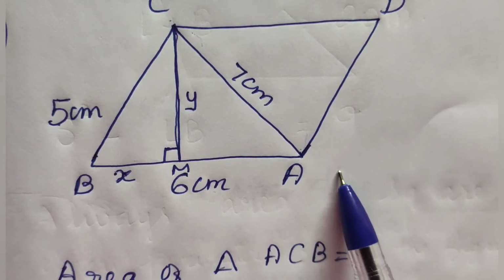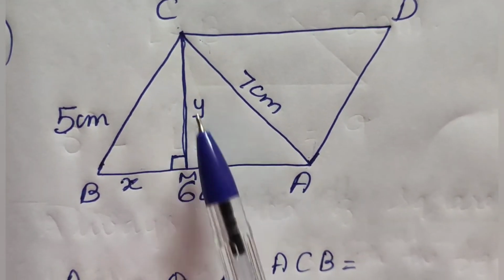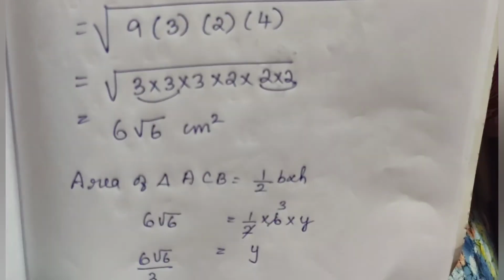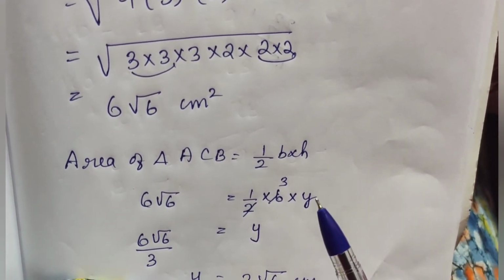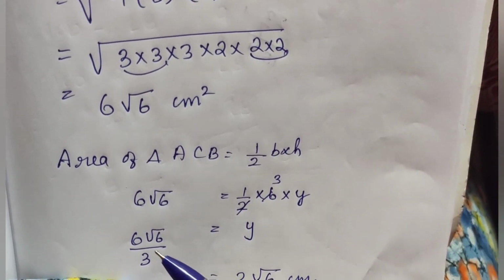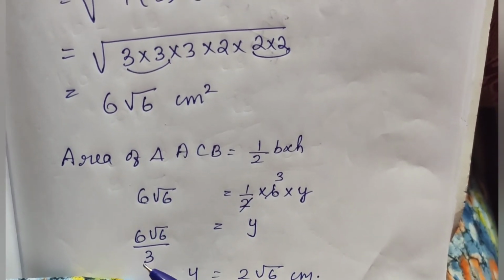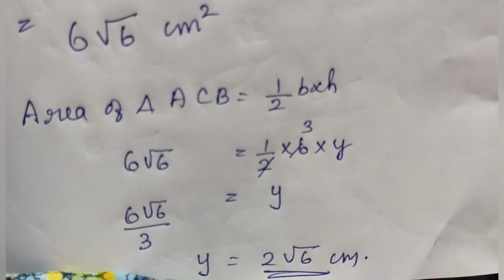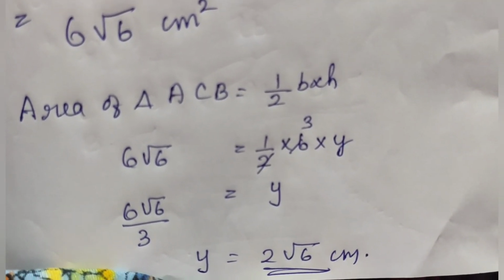Here the base is 6 and the height is what? This is the height, CM is height. So by substituting that formula, I'll get the height. Half base into height, the height is Y in the figure. So 2 goes in 6 3 times. I bring 3 this side. Division 6 root 6 by 3, which is Y is equal to 3 goes in 6 2 times, 2 root 6 centimeter. Y, the height, is equal to 2 root 6 centimeter.